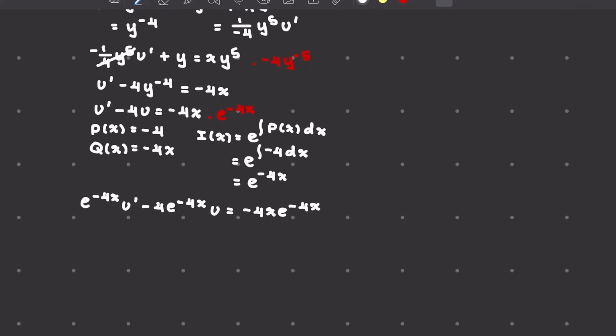Okay, so we can see that if we take the derivative of e to the negative 4x here, it will equal negative 4e to the negative 4x. And likewise, if we integrate this negative 4e to the negative 4x, we will get e to the negative 4x. That means we have done all of our steps correctly in order to find our integrating factor, and we're good to go.